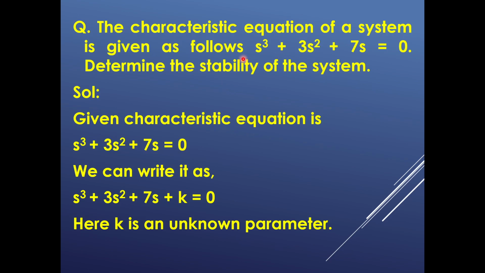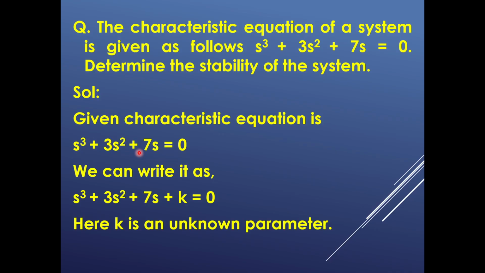So first of all, let us write down the given characteristic equation. So the given characteristic equation is what? s cube plus 3s square plus 7s is equal to 0. Okay, so if you carefully observe, here the highest power of s is what? 3. Okay, the order of the system is 3. So the highest power of s is 3.